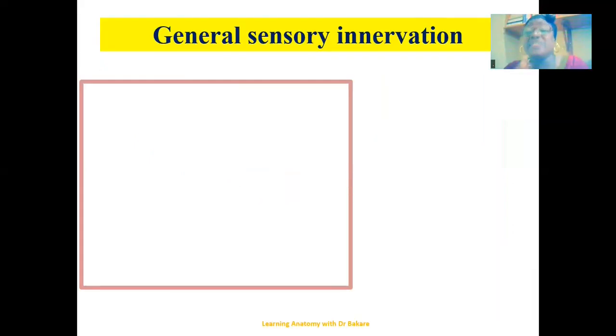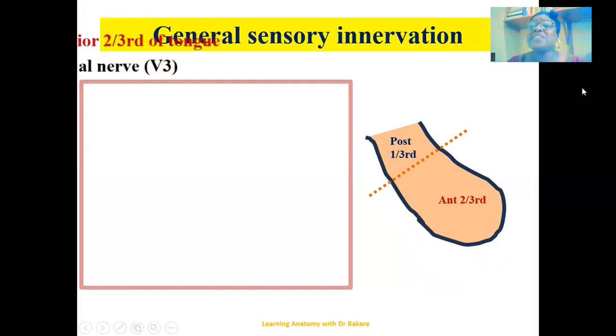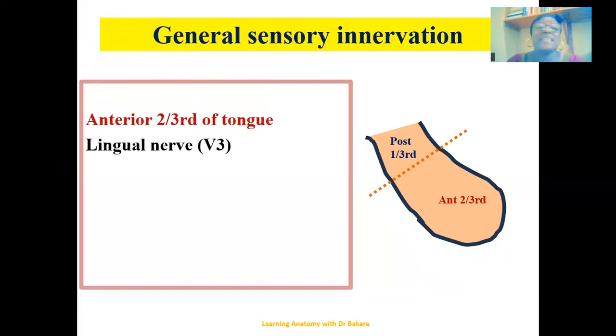General sensory innervation is supplied by different nerves based on regions. So if we try to divide the tongue, let's say this is the general configuration of the tongue, and we have this demarcation created at this point. We have the anterior 2/3 at the front, and the posterior 1/3 behind. These two sub-regions are innervated by different nerves for general sensory innervation. An example of this could be the sense of pain, the sense of touch, or even the change in temperature. So the anterior 2/3 is innervated by the lingual nerve.